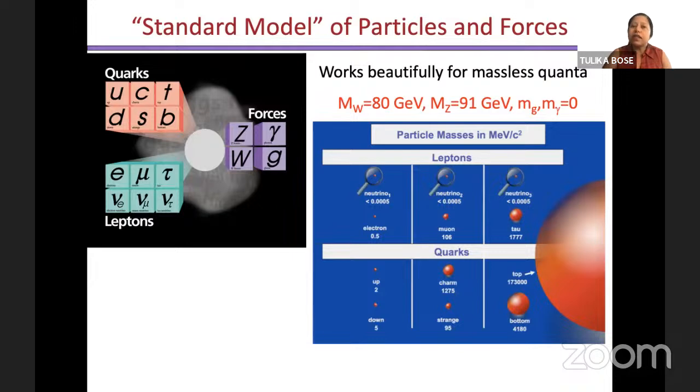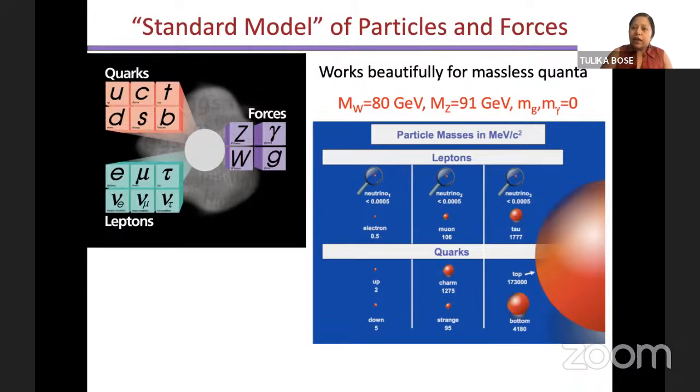But then we started seeing issues that we couldn't really explain when we started looking at more massive particles, such as the W and Z bosons, or when we started to look at, for example, the masses of all of the leptons and quarks. We saw there was a huge range in their masses, from very, very tiny neutrinos and electrons, muons, and taus, to the gigantic top quark, which is shown here. This is all in scale of mass.